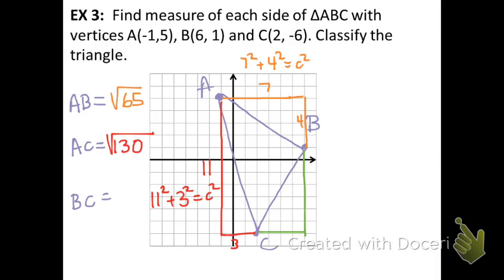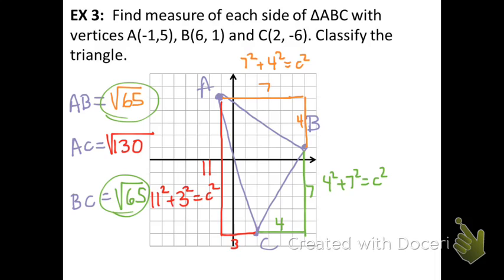Okay, so the base has a length of 4, and this has a 7. We've already used 4 and 7. We know that 4 squared plus 7 squared will give us 65. And then to find the length of C, or in this case, BC, we take the square root, so it's the square root of 65. Since 2 of our side lengths are the same, we know that this is isosceles.